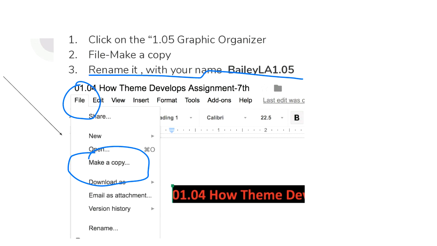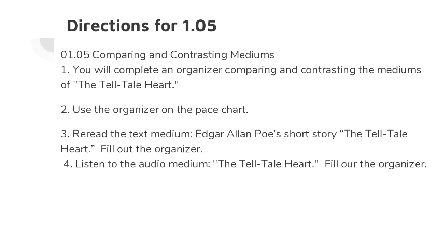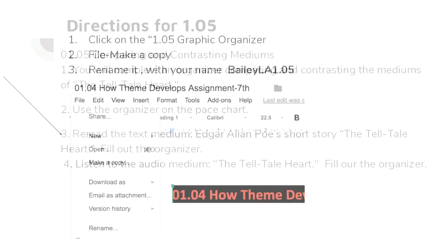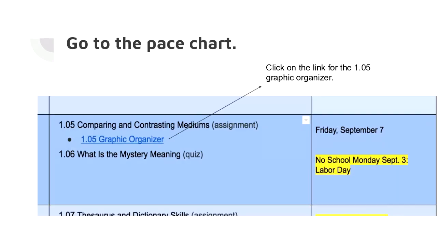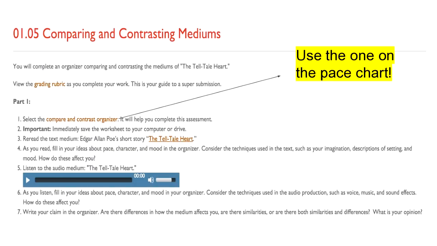You can use the one from the instructions, the one on the PACE chart that will allow you to be able to write in it. All right, so we've already got that all done. For 1.05, we're going to go back to the directions now, so click over to your instructions from the lesson for 1.05. All right, we already did the compare and contrast organizer because we did that from our PACE chart. Check. We saved the worksheet. We've got that on our Google Drive.